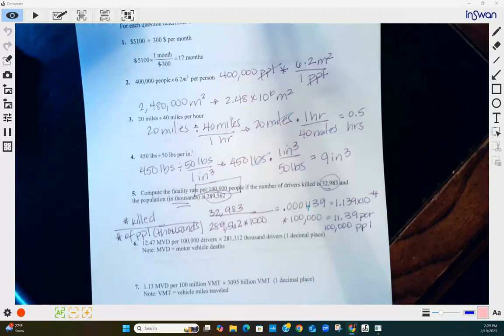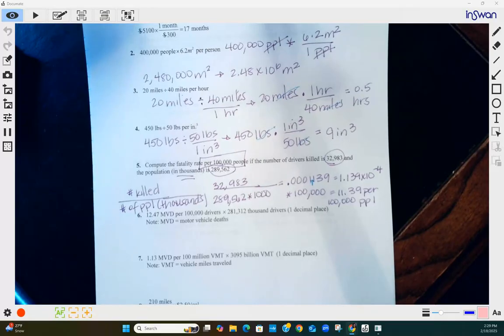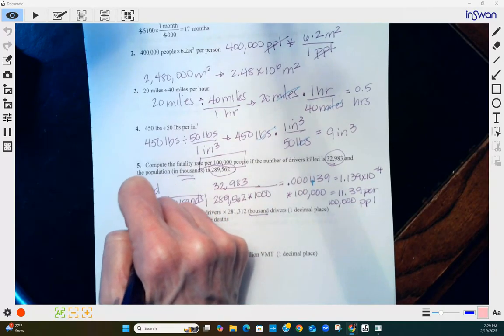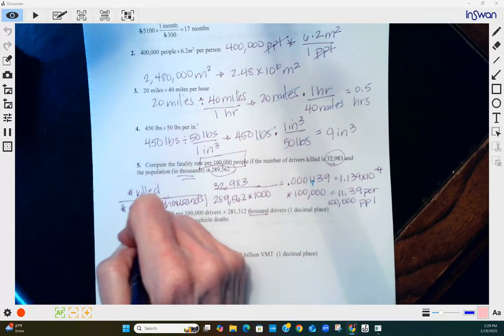All right, I'm going to do one more of these, and then again, the whole notes will be posted so you can look at it. I just want to make sure you had something like an explanation to go with it. Okay, so we have 12.47 motor vehicle deaths per 100,000 drivers times 281,312,000 drivers. So we've got the 12.47 per 100,000.